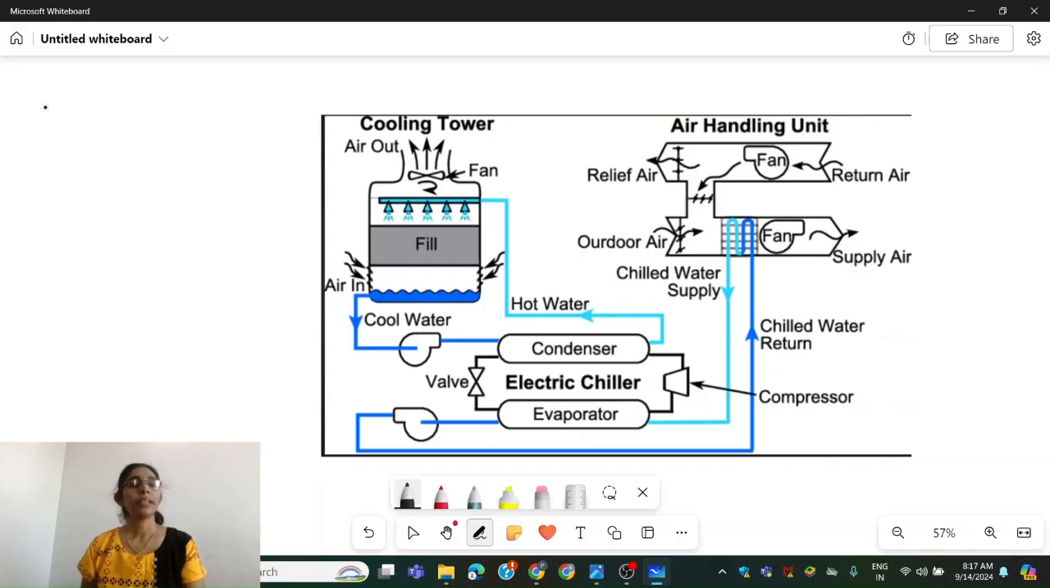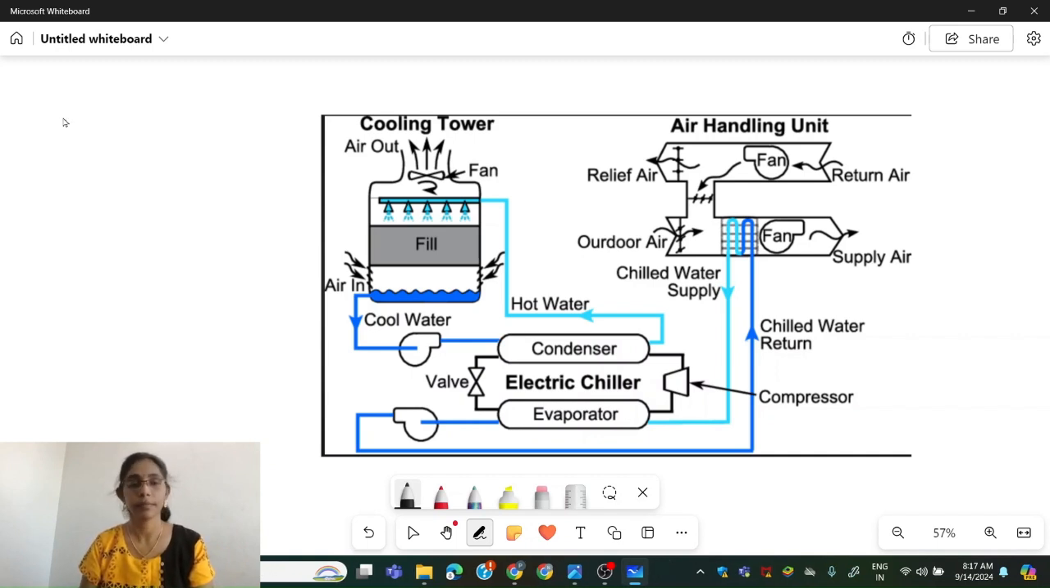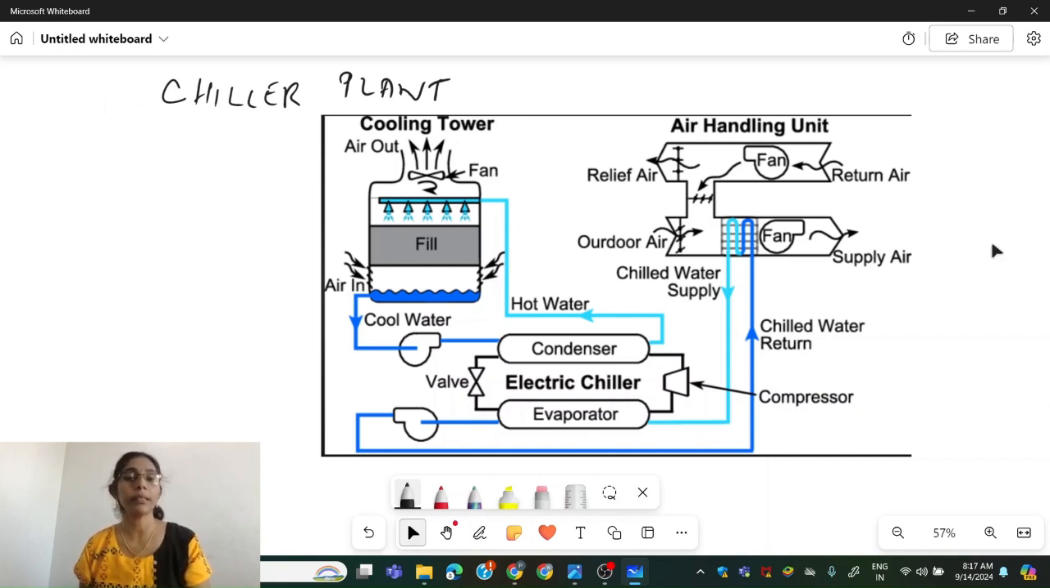So with this brief outline, let us move on to the in-depth explanation using a schematic diagram of chiller plant. Fine, here we have a schematic diagram of a chiller plant. So this is a chiller plant. Here you can say I have taken the vapor absorption type itself as an example.